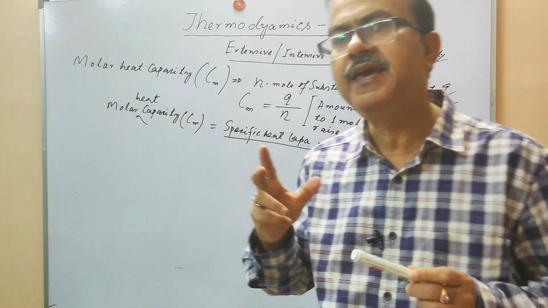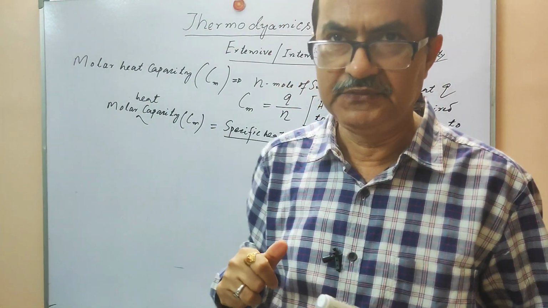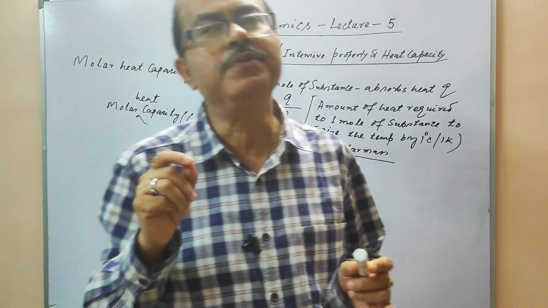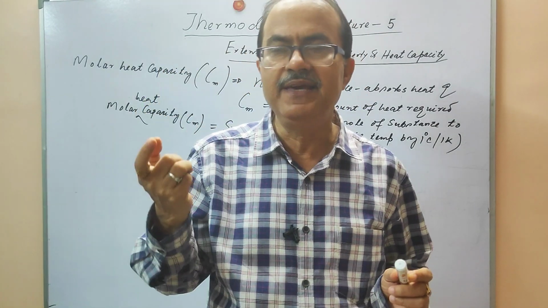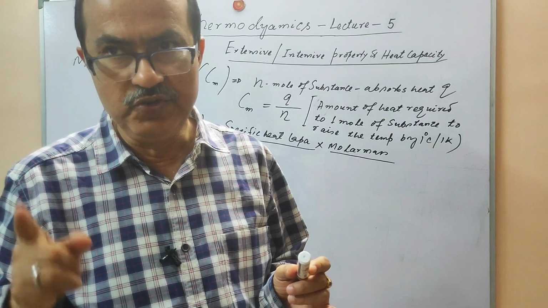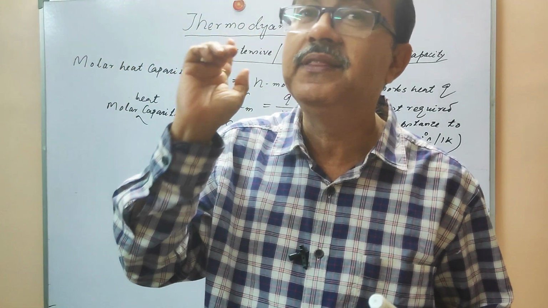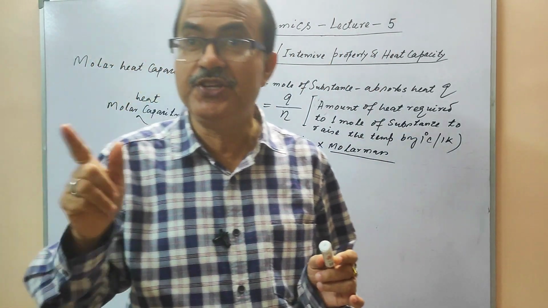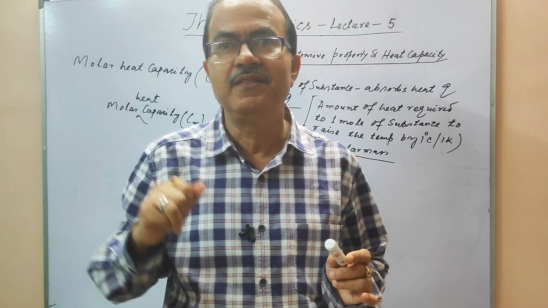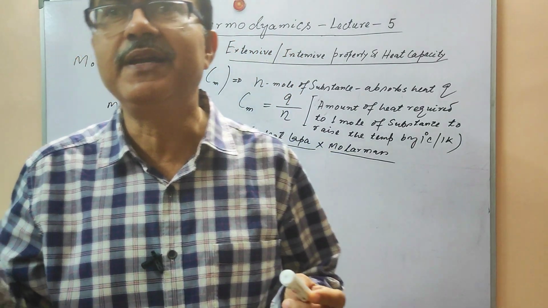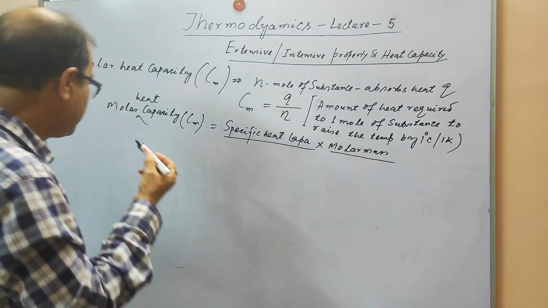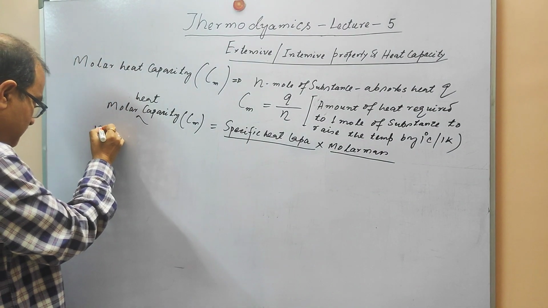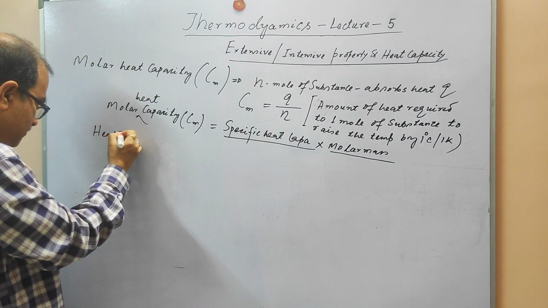Heat is not a state function. So, heat capacity will not be a state function. So, whenever we say heat capacity, you have to identify the path, because it is a path function. The path means which condition we are taking this heat capacity. So, there are 2 types of heat capacity. Heat capacity can be divided into 2 ways.